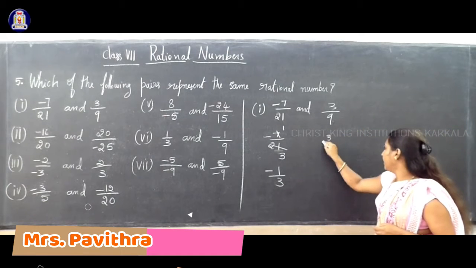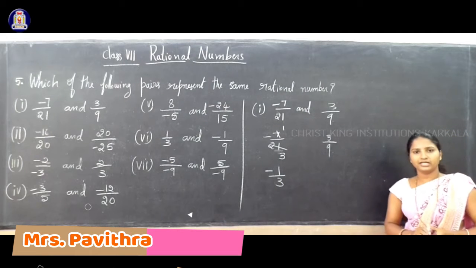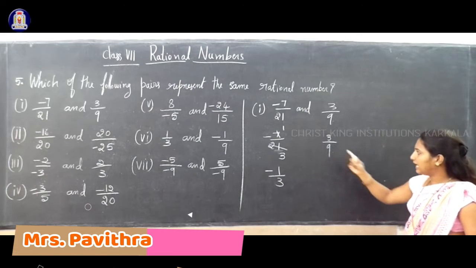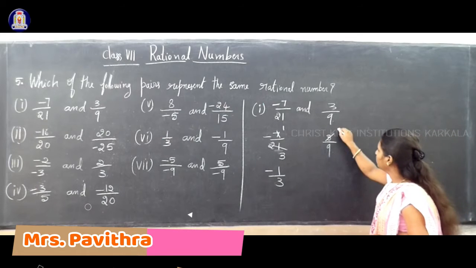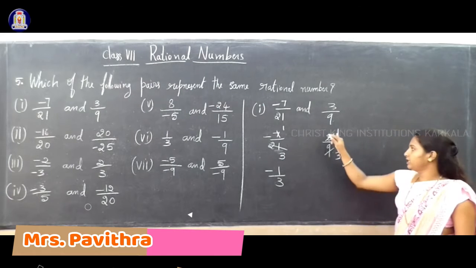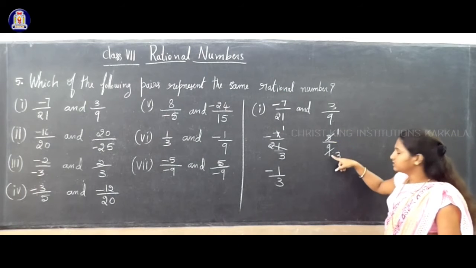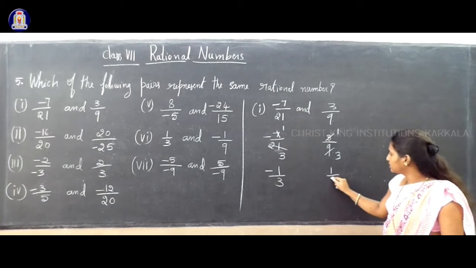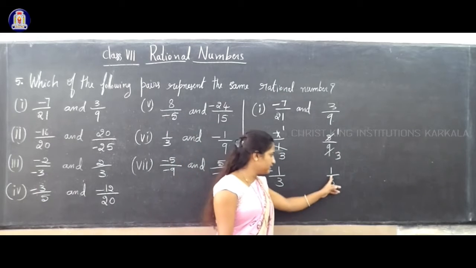And see the second rational number, that is 3 by 9. This also we can simplify because both numerator and denominator are divisible by the same number, isn't it? So 3 and 9 are divisible by the 3 table. 3 ones are 3, 3 threes are 9. If you simplify, what is remaining? The remaining rational number is 1 by 3. So here it is minus 1 by 3 and here 1 by 3.